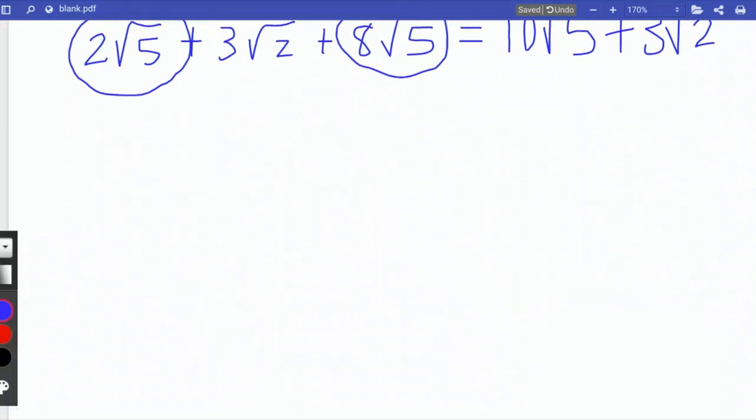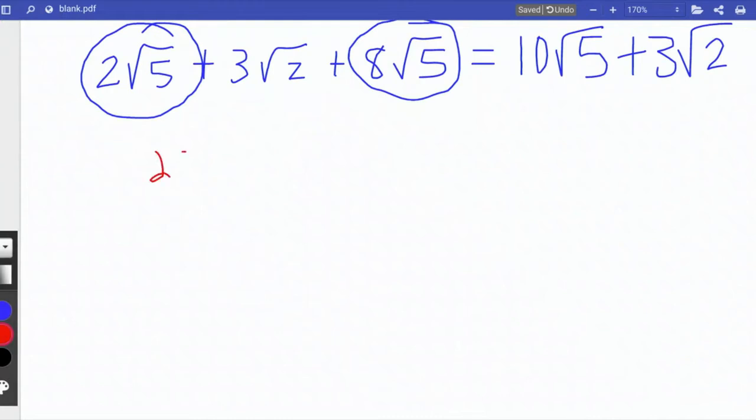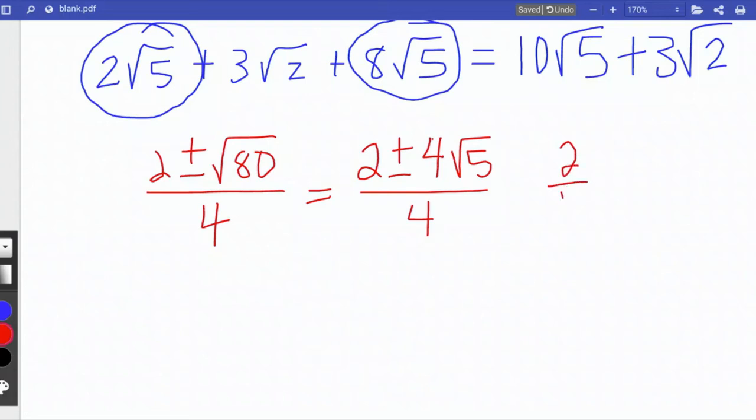Going back to your quadratic formula, you might have something like 2 plus or minus the square root of 80 over, let's say, 4. Well, this is 2 plus or minus, and we said the square root of 80 simplifies to 4 square roots of 5, over 4. Since these are both over 4, what we're actually doing here is 2 over 4 plus or minus 4 square roots of 5 over 4.